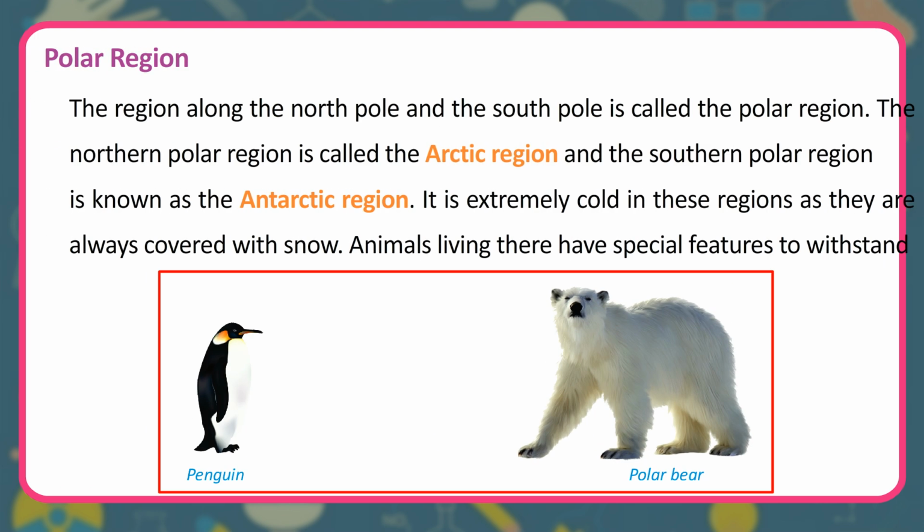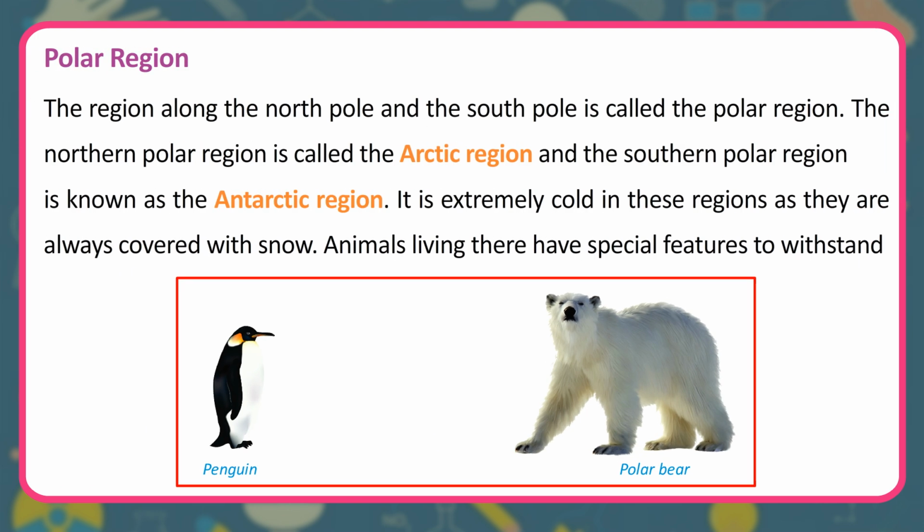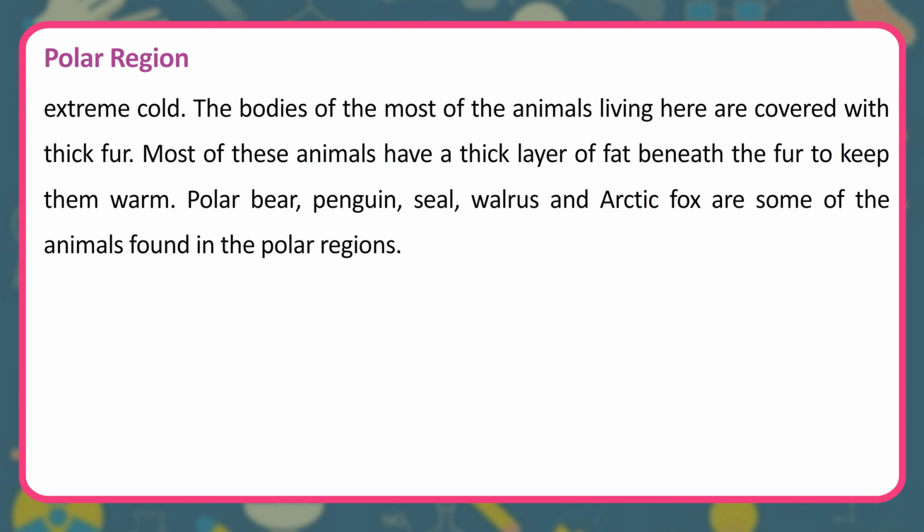Polar region. The region along the North Pole and the South Pole is called the polar region. The northern polar region is called the Arctic region and the southern polar region is known as the Antarctic region. It is extremely cold in these regions as they are always covered with snow. Animals living there have special features to withstand extreme cold.